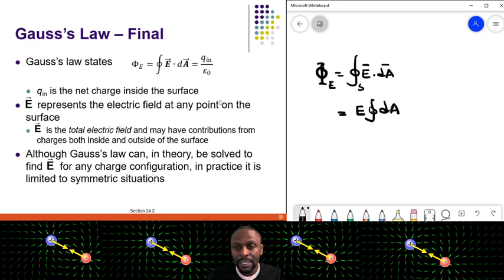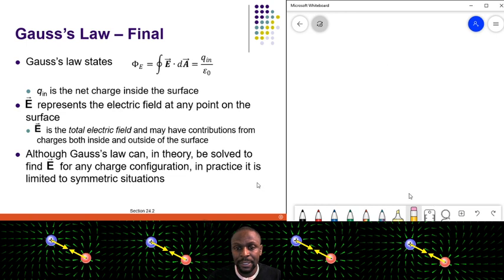Now, in this case, the Gauss law depends on the symmetry. This integral dA depends on whether it was a spherical symmetry or a cylindrical symmetry. And then I will also show you so that you can put the area of a sphere or the area of a cylinder there. Good. That's what that statement is saying.